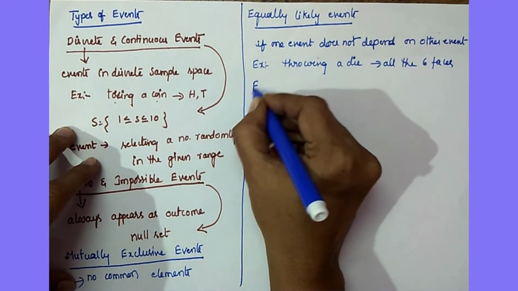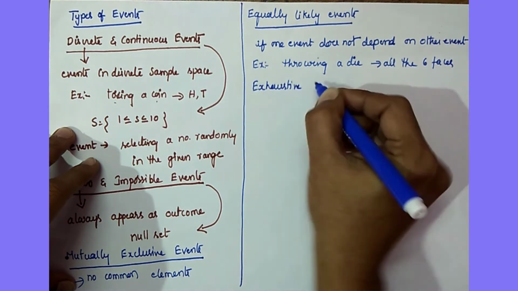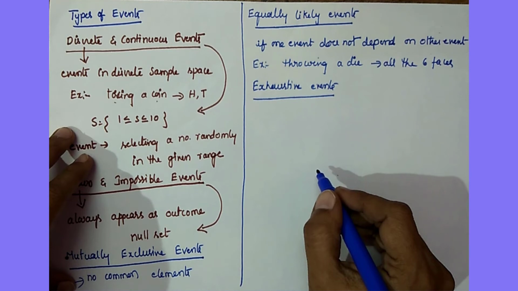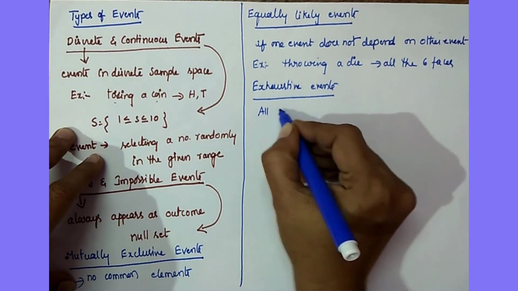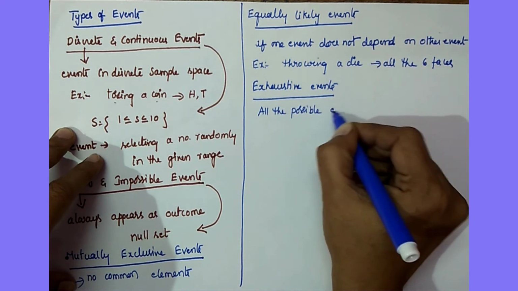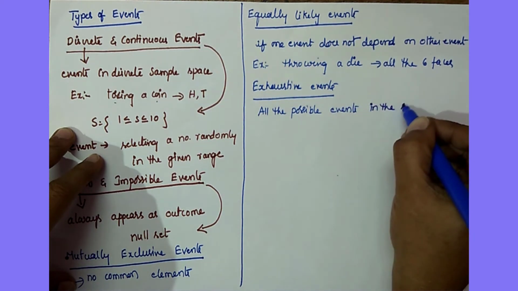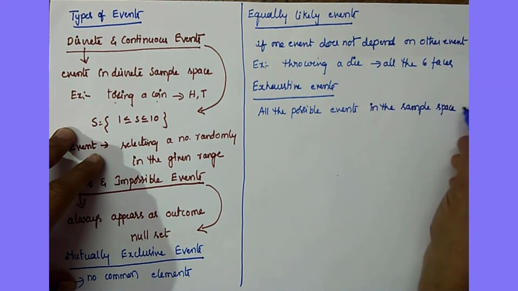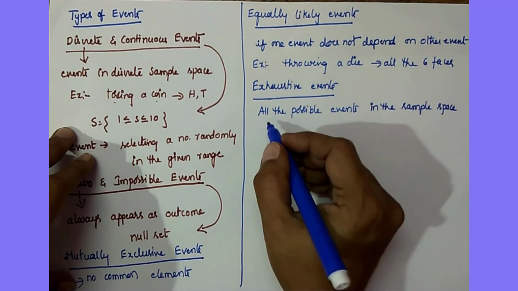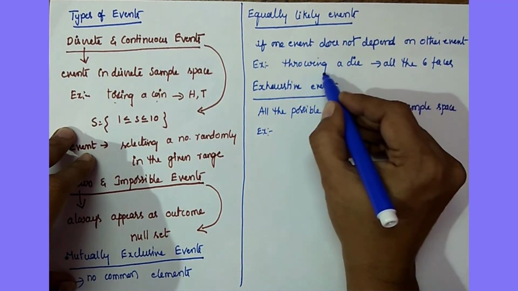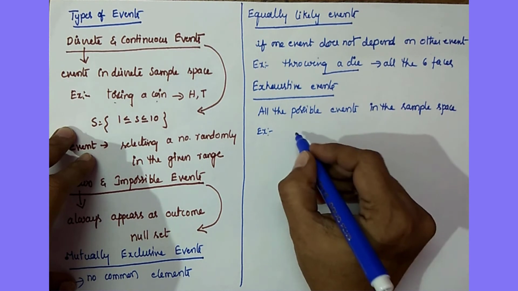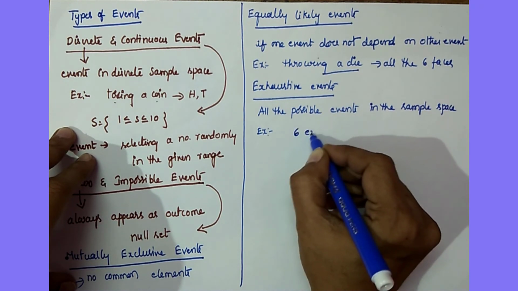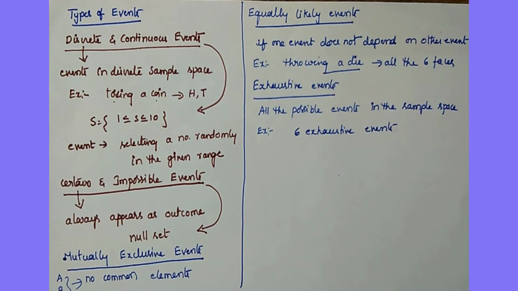Then exhaustive events. All possible events in the sample space of a considered experiment. Then again, what is the example? Same, if you take throwing a die, there exists 6 exhaustive events. So when you throw a die, you're going to get either 1, 2, 3, 4, 5, 6 numbers as faces. So you're going to get 6 outcomes. So those are called exhaustive events.